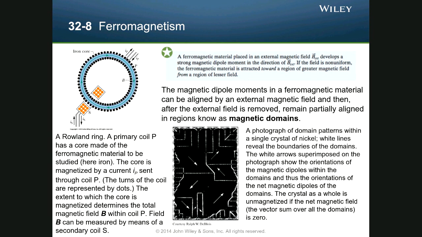But if you look here, it tells you that the ferromagnetic material placed in an external magnetic field develops a strong magnetic dipole moment in the direction of the external field. Now, if the field is non-uniform, the ferromagnetic material is attracted towards the region of the greater magnetic field from a lesser region. So it sounds like paramagnetism, but again, it's based on a net field from these regions, and it explains permanent magnetism. Okay, those are ferromagnetic.